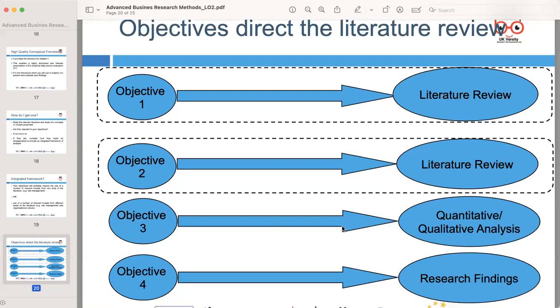Objective 2, literature review, is to conduct a literature review with a specific focus on our research objectives. We carefully select and analyze studies that directly address our research questions. By doing so, we can refine our research design and ensure that our study is relevant and impactful. Objective 3, quantitative and qualitative analysis of the literature.